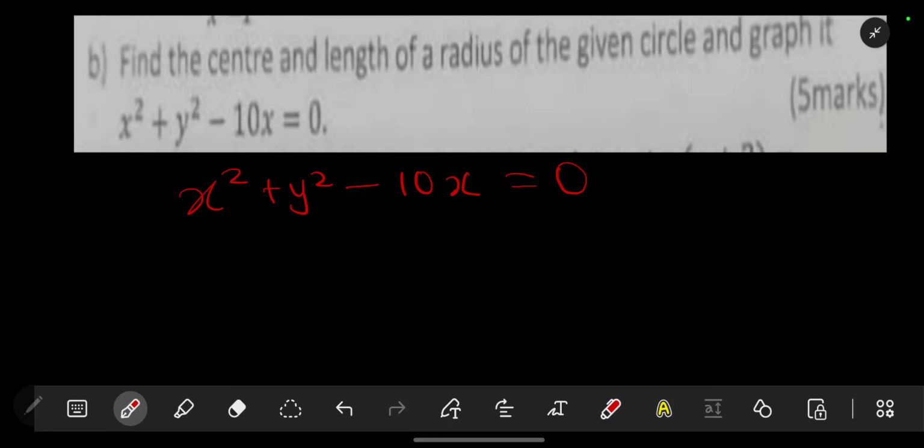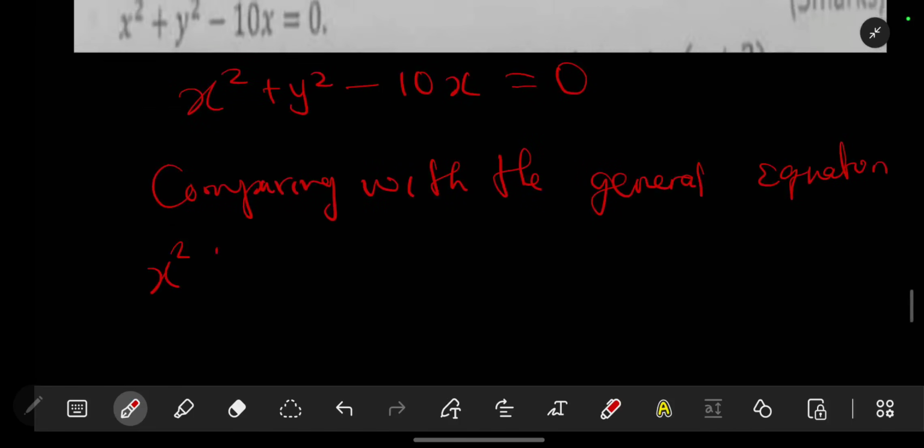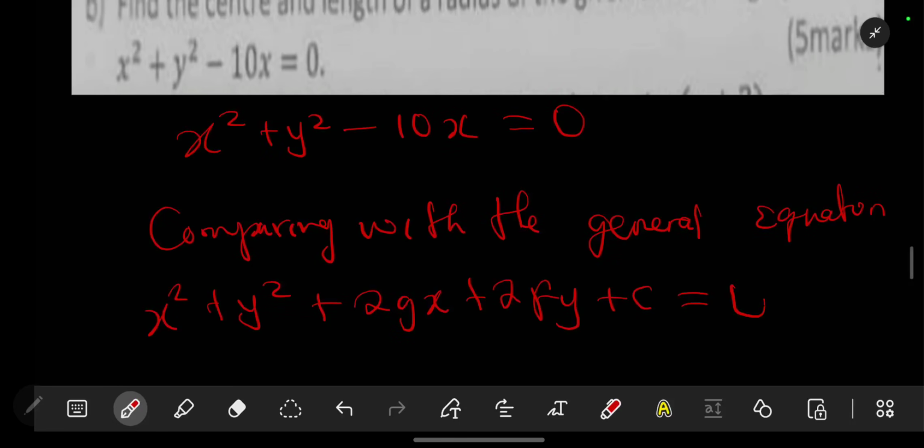So to answer this one, what we are going to simply say is comparing with the general equation. So comparing with the general equation, we are going to have something like this. We have our x squared plus y squared minus 10x. So our general equation is x squared plus y squared plus our 2gx plus our 2fy plus our c should be equal to 0. You should know this equation. So we are comparing. Make sure that the coefficient here is 1 so that they are balancing like this. So we have something like this. So we are going to equate.